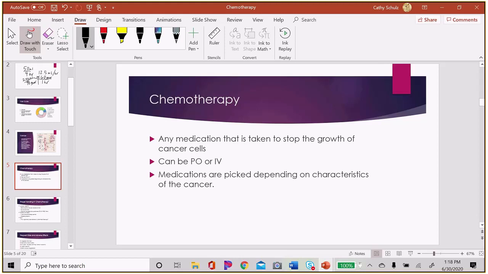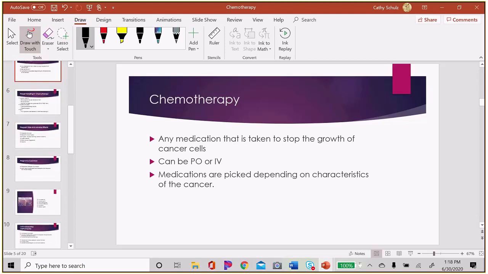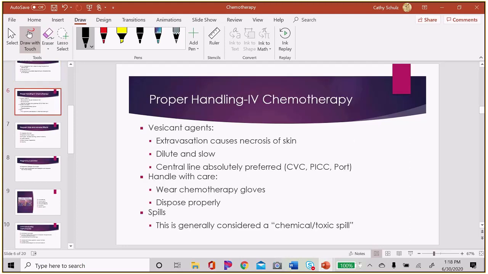So chemotherapy medications can be taken by mouth or IV, and there are many types, many categories of chemotherapy drugs, and the oncologist will pick those based on the characteristics of the person's cancer and where it's located and what tends to work best for certain types of cancers. But all of these drugs are very hard on the patient to varying degrees, and they have their own rules when you're giving them. Especially IV chemotherapy has to be handled in a particular way because it is toxic.